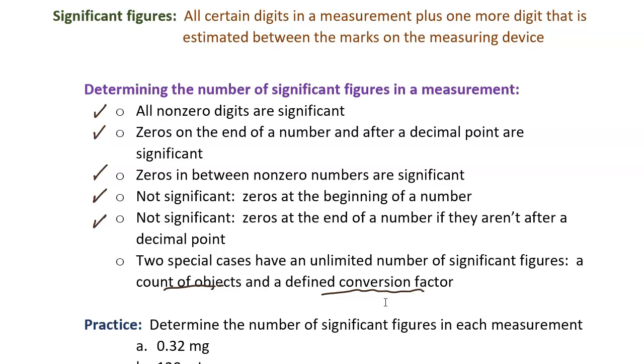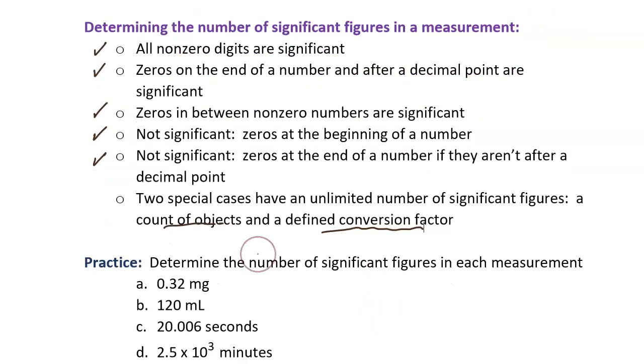Let's make sense of these rules by doing some practice problems. When we answer these, we need to refer back to our rules. Determine the number of significant figures in each measurement. Question A, 0.32 milligrams. It has 3 digits shown, but are all of them considered significant? Remember that all non-zero numbers are significant, so certainly this one and this one are, but what about the 0? This 0 comes at the beginning of the number. It is not significant. This number has 2 significant figures.